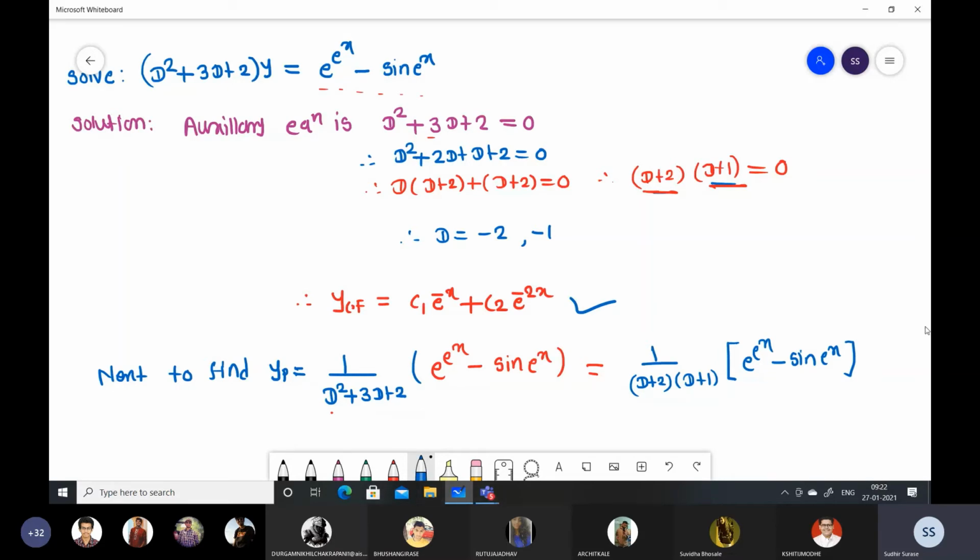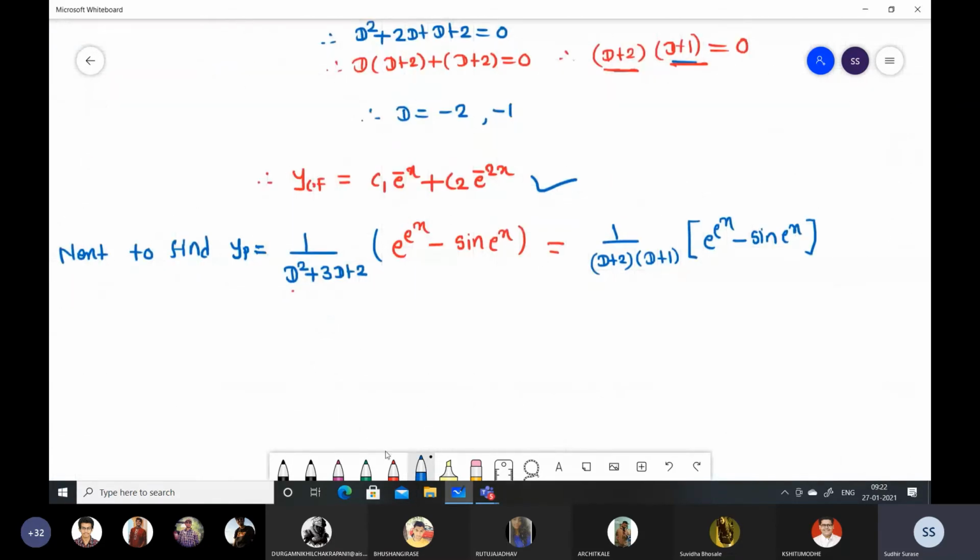So let us apply it. Apply the formula first, general method. So d plus 2 I'll just keep as it is, and here I'm going to apply d plus 1. Now see, I have already told you, if you want to do partial fraction, you can. It is not necessary to apply it successively. You can do the partial fraction, separate these two, and then separately apply. Choice is yours. So e to the power x minus sine e to the power x.